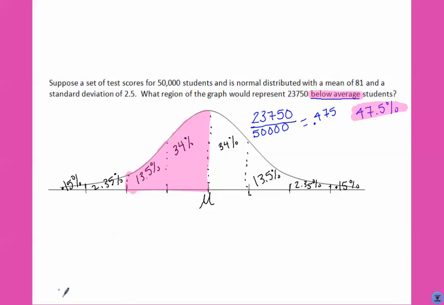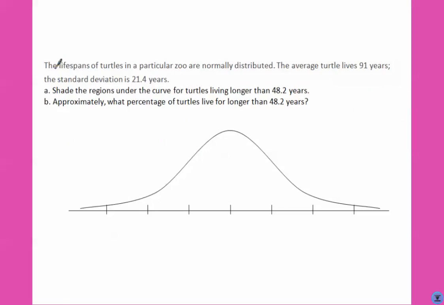All right, so let's look at a different type of question they might ask you. The lifespan of turtles in a particular zoo are normally distributed, which just tells you that you can use the normal curve picture that we have below. The average turtle lives 91 years with a standard deviation of 21.4 years. Shade the regions under the curve for turtles living longer than 48.2 years.